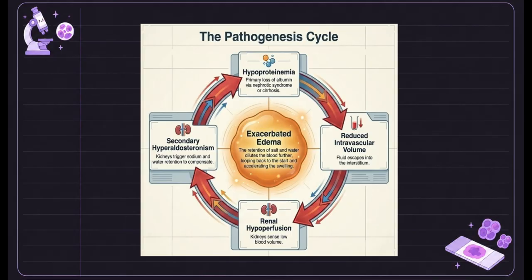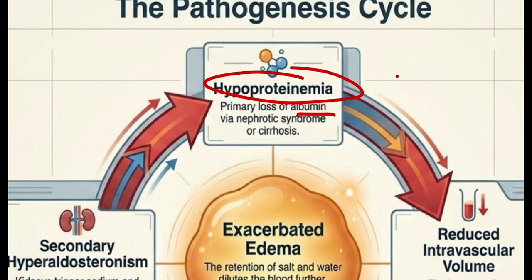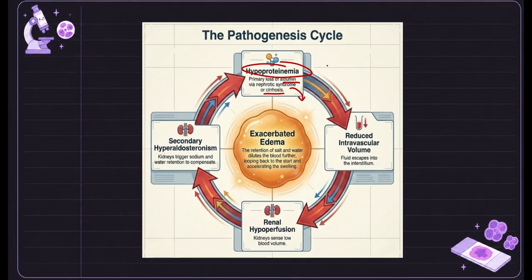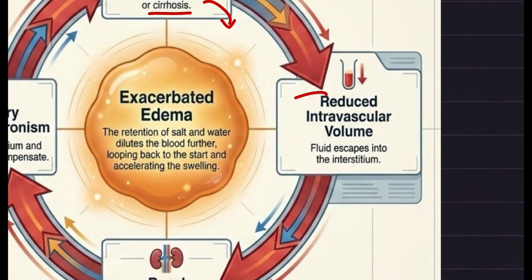Step 1 begins with hypoproteinemia. This is the primary loss of albumin from the blood. Since albumin is what pulls fluid in, losing it means fluid immediately escapes into the surrounding tissues. Step 2 is the direct physical result of that leak. You now have reduced intravascular volume. There's literally less fluid flowing within your blood vessels.